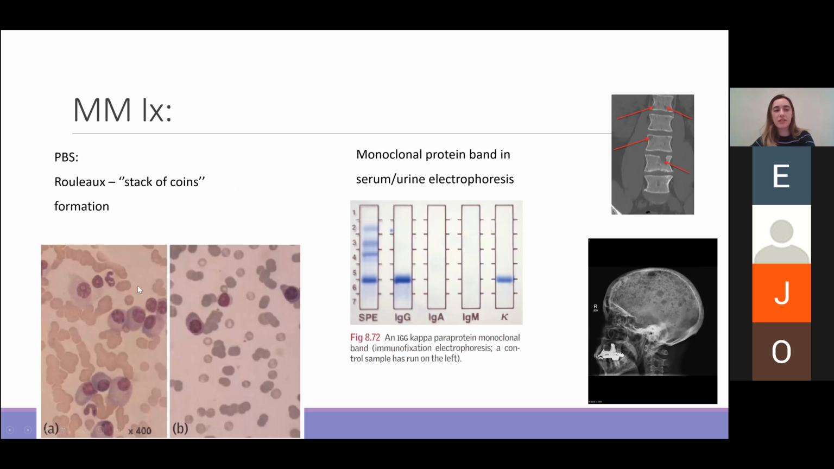And then this is the stack of coins that I was talking about. You can also test for the paraproteins and the immunoglobulins produced by the plasma cells in serum or urine electrophoresis, and you can also check for lytic lesions and pepper pot lesions in X-rays as well.